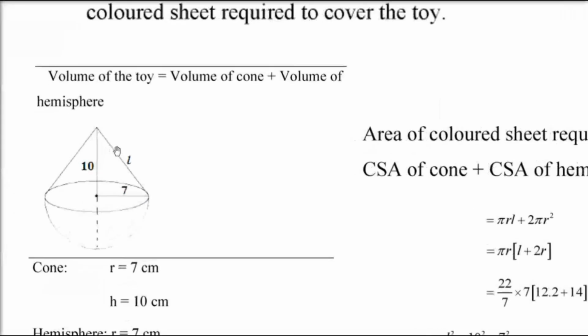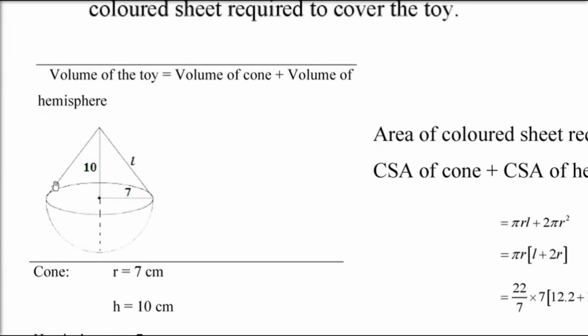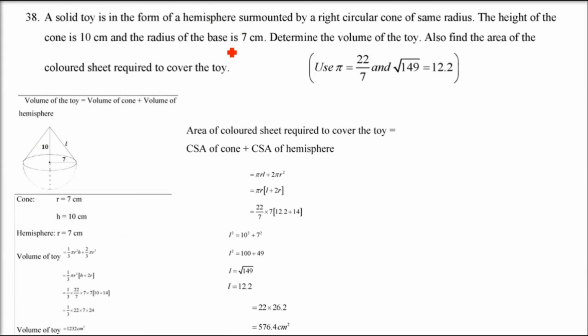What is the scenario? So this is a toy. There is a cone which is over a hemisphere. The base is a hemisphere. So on this hemisphere, there is a circle, that is, you can say the upper surface of the hemisphere, which is the base of the cone. So the radius of this hemisphere is the radius of the cone also. So the radius is 7 for both of them.